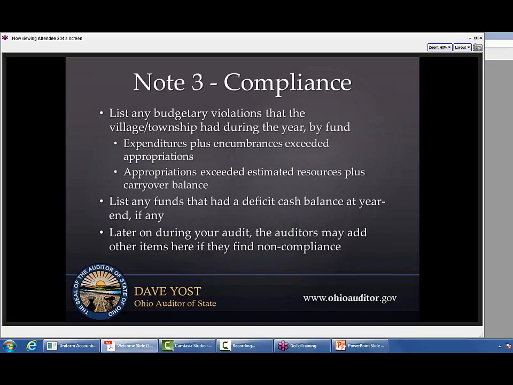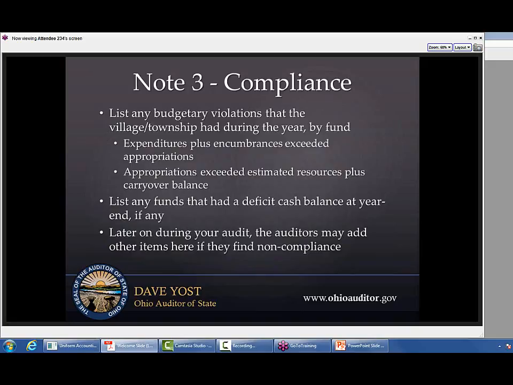Note 3, accountability. It says compliance, but we're also going to throw what they call accountability in here. Basically what you do is you list any budgetary violations that the village, township, fire district, and so forth, that your entity had during the year by fund. So, for example, if you have expenditures plus encumbrances that exceed appropriations, well, you know that's not supposed to happen. So that would be a compliance problem if you've spent more than what you actually appropriated.